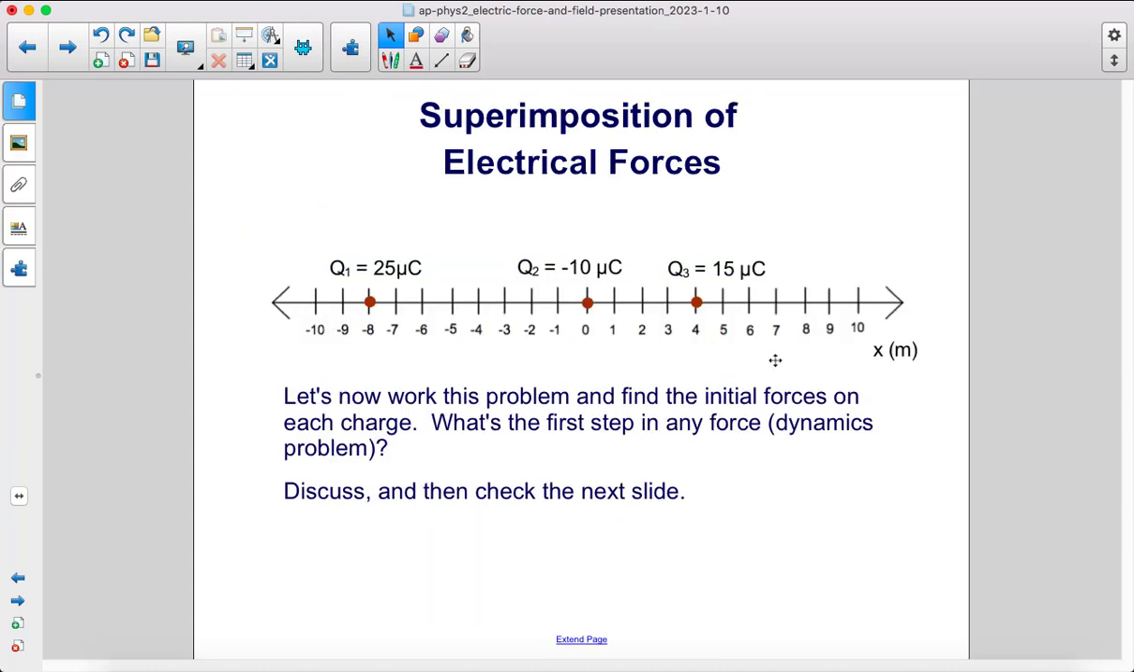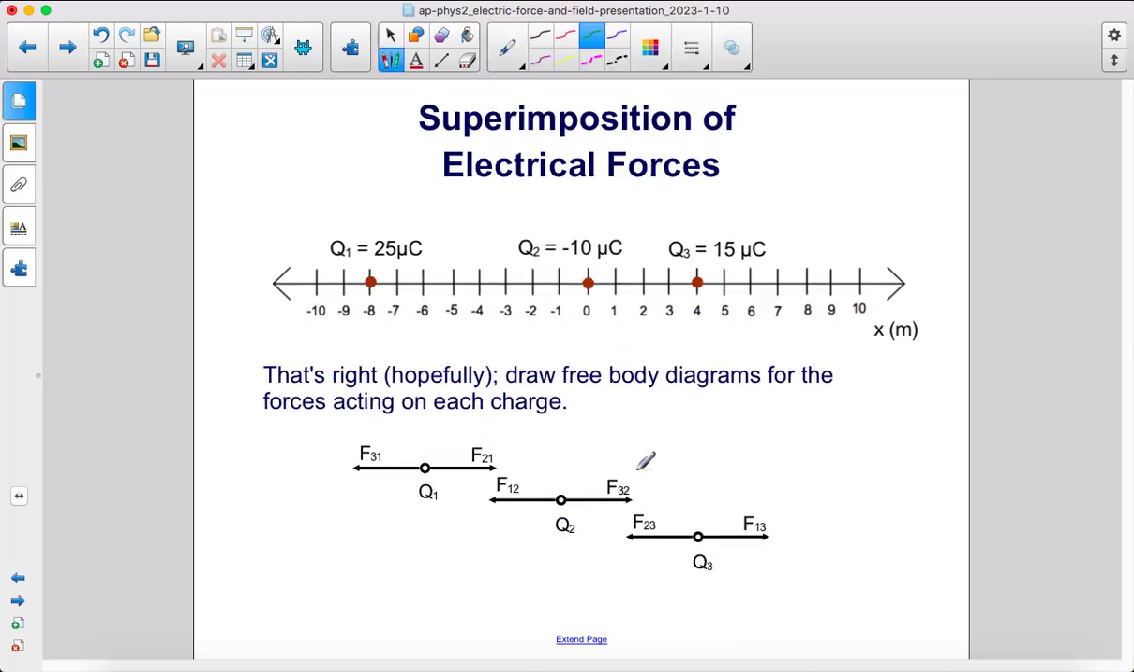Let's now work this problem and find the initial forces on each charge. What's the first step in any force or dynamics problem? Discuss and then check the next slide. That's right, hopefully. Draw free body diagrams for the forces acting on each charge.